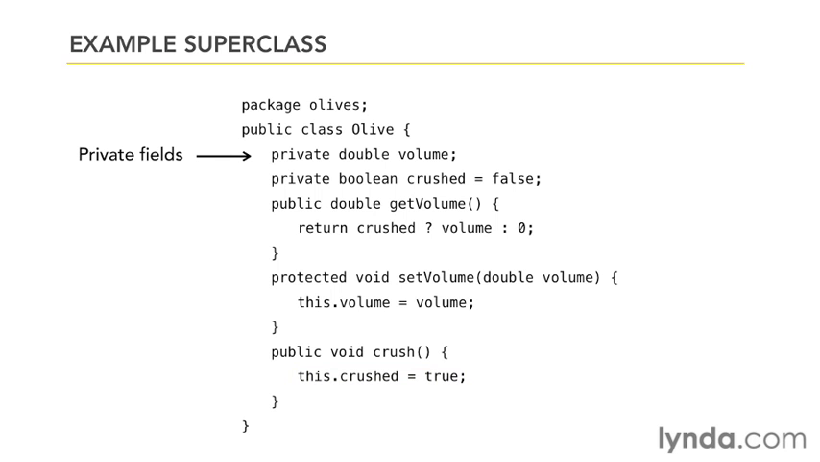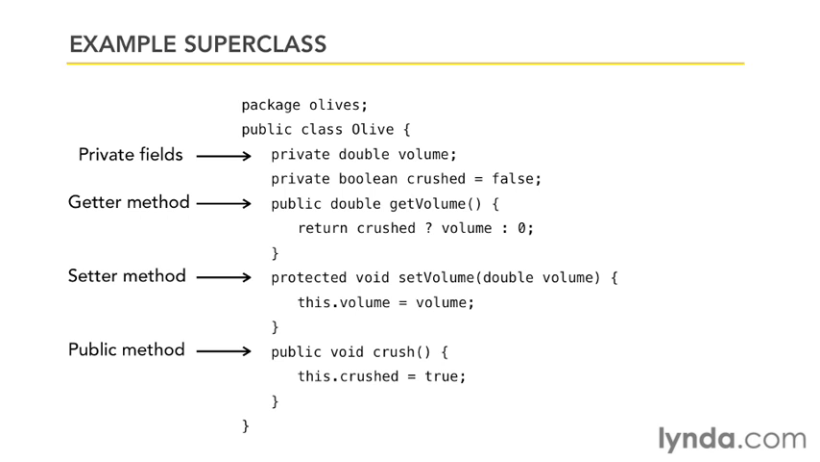The fields or data values are marked as private. Only the superclass can deal with them directly. The getVolume method, which is a getter accessor method, can be called by anybody in the application. The setVolume method, the setter, can only be called by the class itself and the subclass, and the crush method is declared as public. Now again, this is just one way of designing the code. It follows some standard recommendations in Java, like keeping private data private, but you could choose to do it differently.